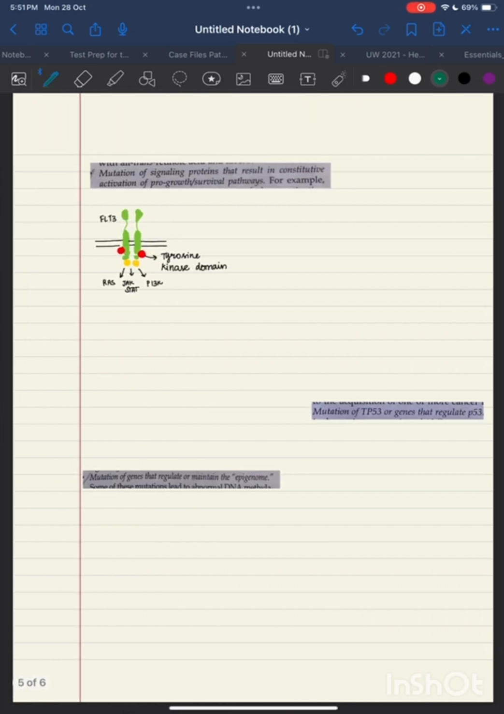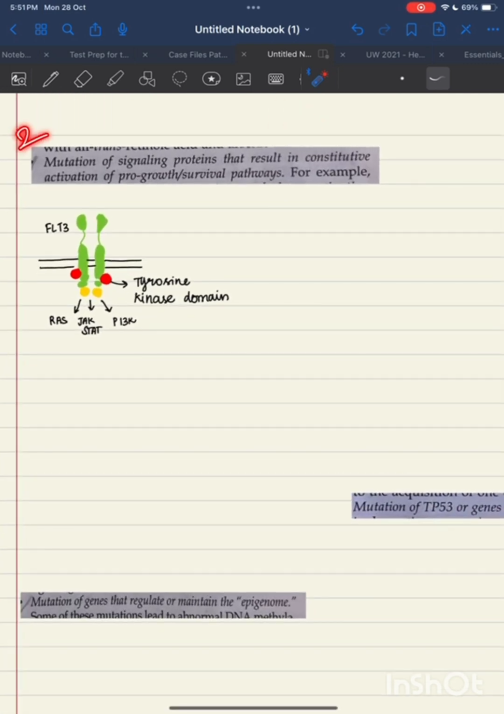Next, I already said there are mainly four functional categories in which pathogenesis is divided. First we have discussed. Now this is the second one. Second one is mutation of signaling protein that results in constitutive activation of pro-growth or survival pathway. Here the signaling system is getting affected. Here we are going to discuss about FLT3.